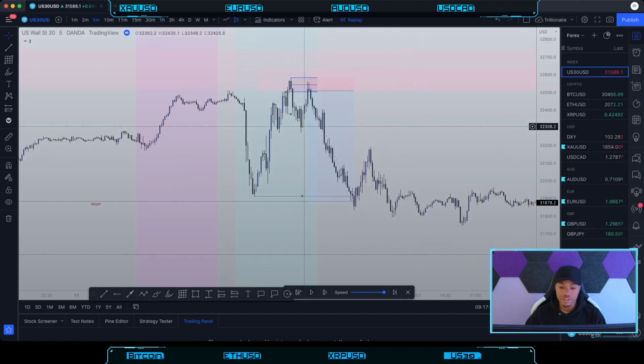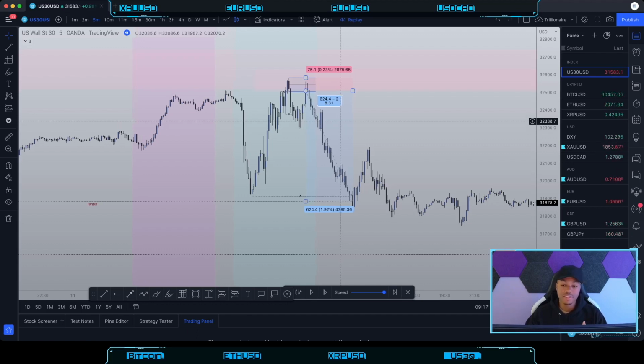Right. So this was a very, very straightforward trade. We reached around 75 points, up to about 624.4 on US30, which is absolutely phenomenal. If you can produce one of these trades every single week on US30, I promise you are good to go.